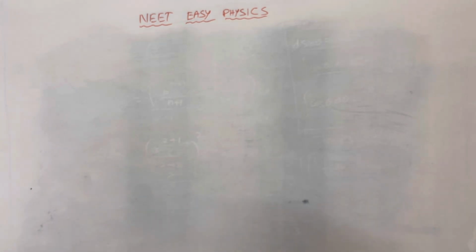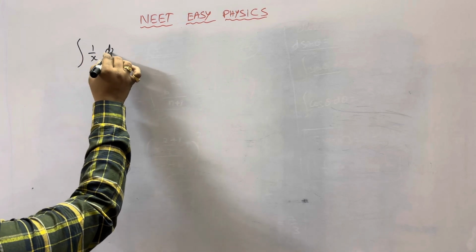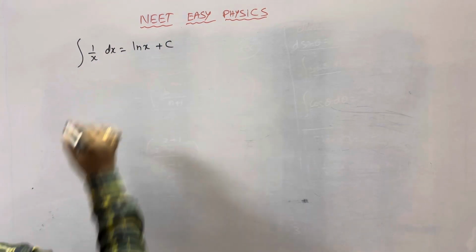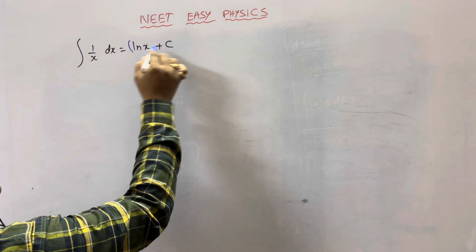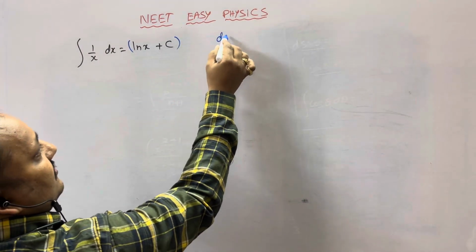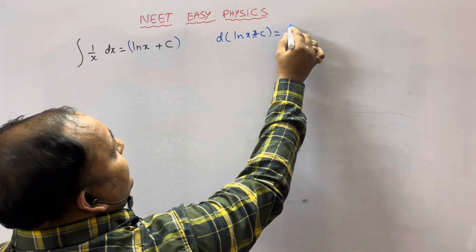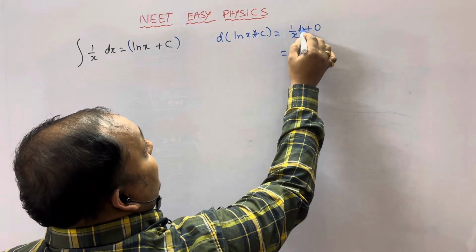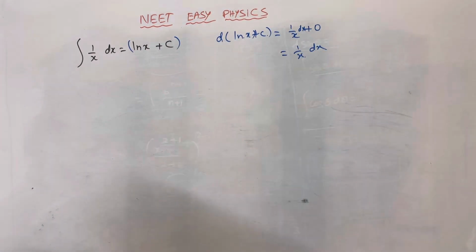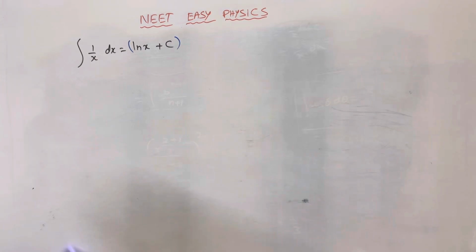Yesterday we discussed some integration functions. Again we will write once, integral 1 by x dx is going to be log x plus c. If you differentiate this log x plus c, again you are going to get 1 by x dx. The derivative of log x is 1 by x, and the derivative of a constant is 0. So 1 by x, don't forget to write this dx. So like this it is going to come. Today we are going to work on this between the limits.